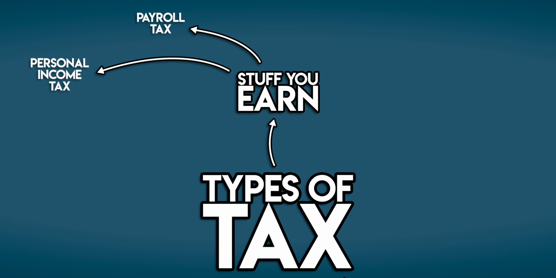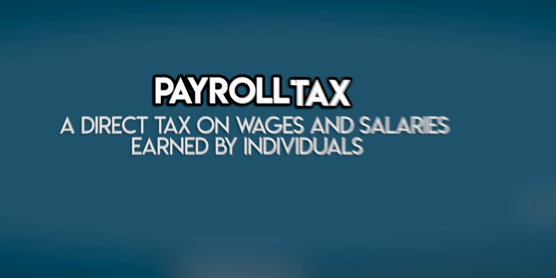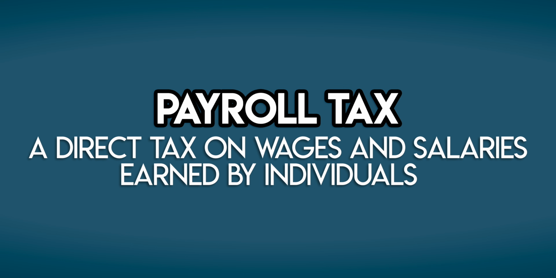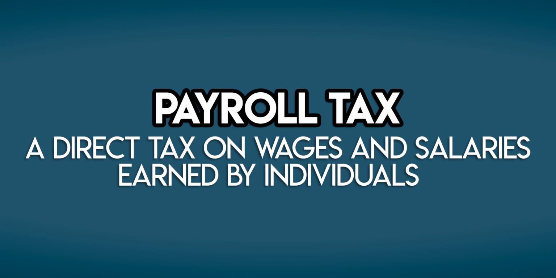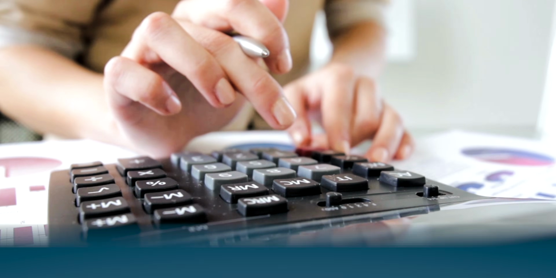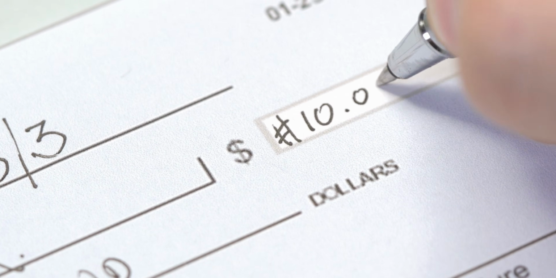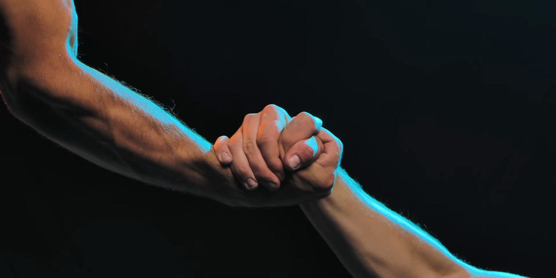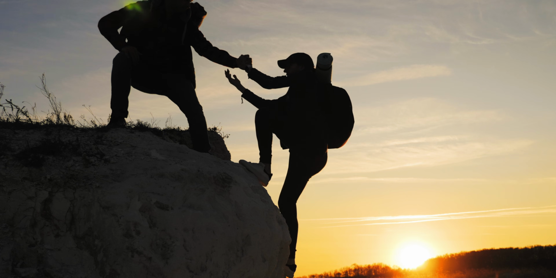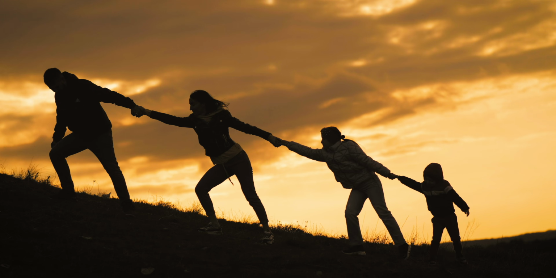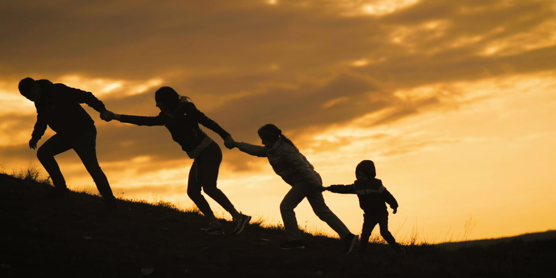We also pay payroll tax. Payroll tax is a direct tax on wages and salaries earned by individuals. It can be paid by you, your employer, or both. Payroll tax is normally deducted from your payslip, like personal income tax, but it ignores profits, interest, and dividends. The tax money raised from payroll tax is often used to fund social security programs. These provide a safety net for those unable to work, people who are sick, retired, and unemployed.